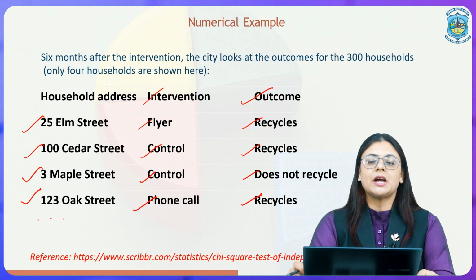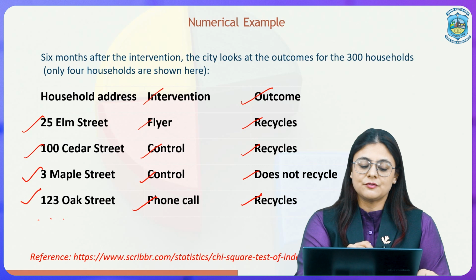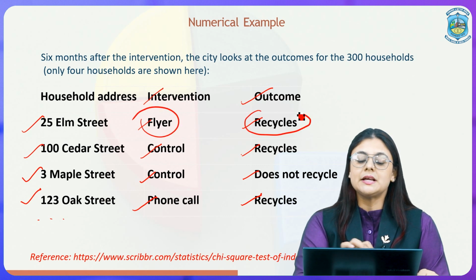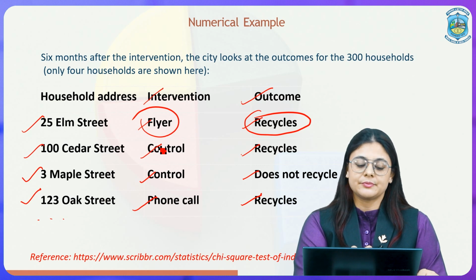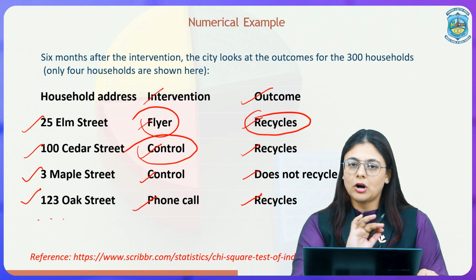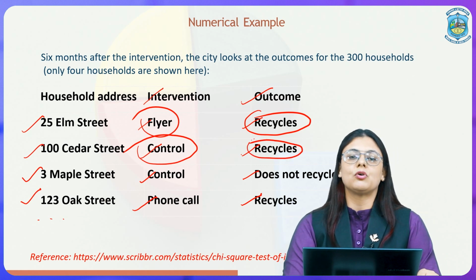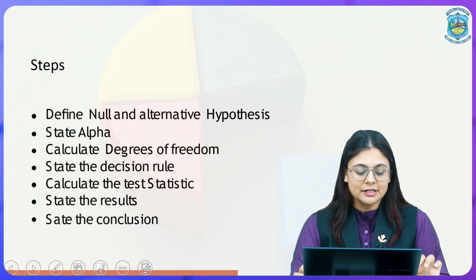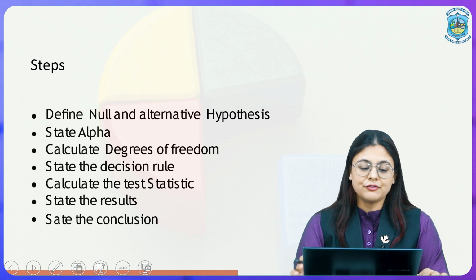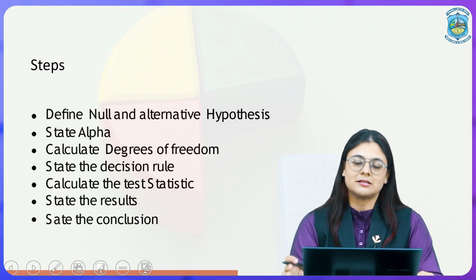So, the first thing we have to do is take the numbers pertaining to all these, that means flyers and how many of them recycle after being intervened by the flyers. Then we have to take the numbers for the control group, not being controlled at all, and how many of them without any intervention are recycling and not recycling. With the help of the next slide, I think it will be easier for you to see what the steps for conducting this particular test are.